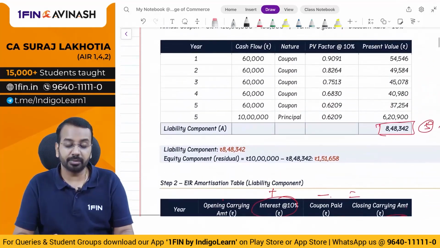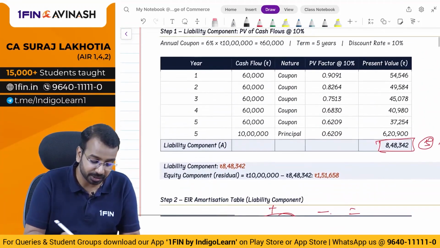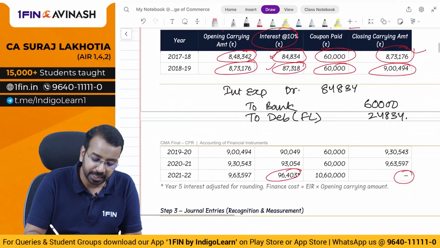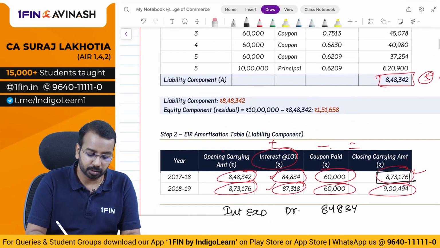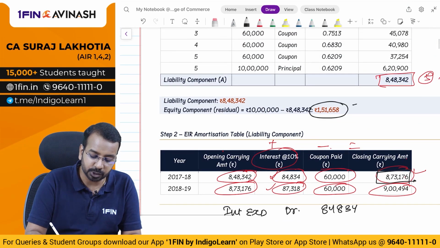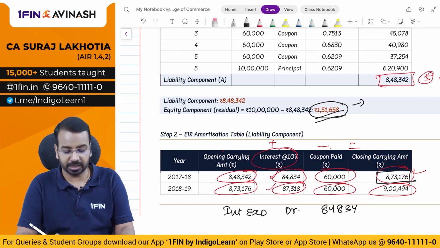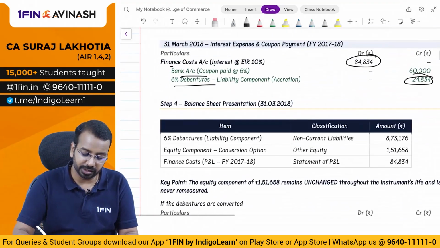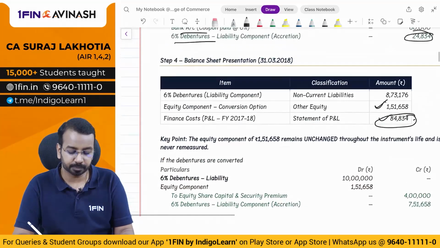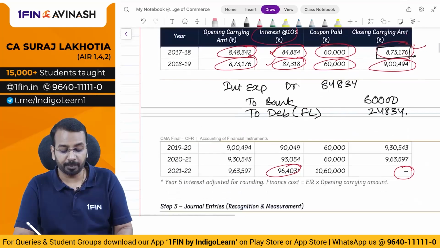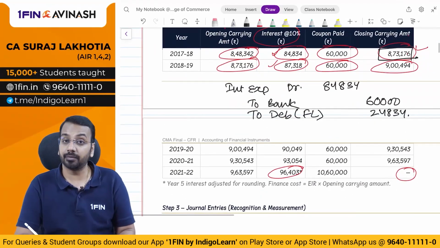Now what will be the closing balance of liability in the balance sheet at the end of first year? 873,176. What will be the balance of equity? This will continue to remain at 151,658. Okay. P&L will be so much. Alright. Now what happens at the end of the fifth year?